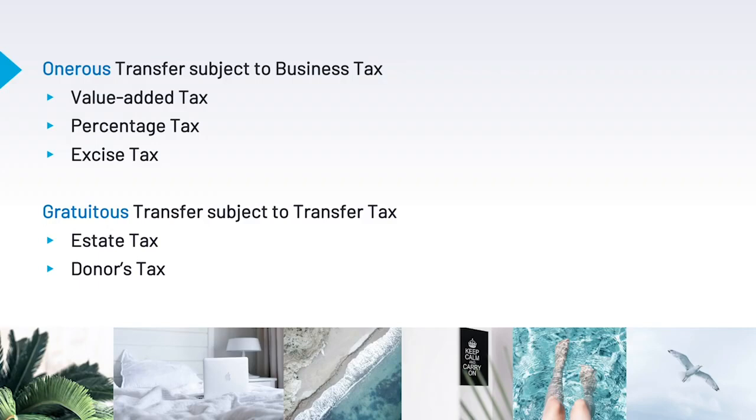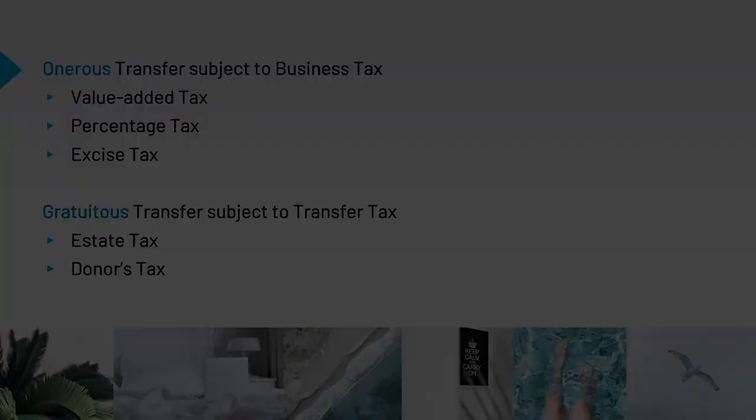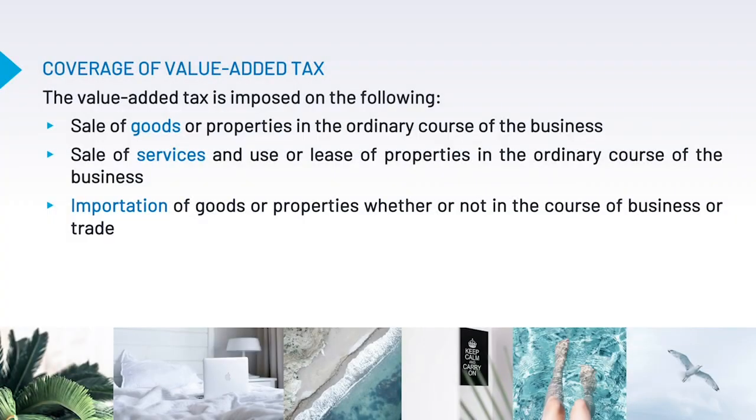So we will discuss this further. You will notice that in the book, it does not follow our discussion. For example, we discussed just now the value added tax, percentage tax, and excise tax. So it is just an overview, which is why we discussed it. Unlike in the book, which goes directly to the business taxpayer, that will be discussed in part 2. So this time, we will discuss the coverage of value added tax.